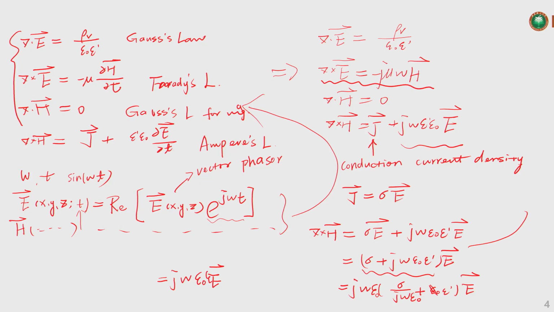So this part is defined as epsilon. So epsilon equals epsilon prime times a plus sigma over j omega epsilon prime, equals epsilon prime minus j, right? This one. So this is the real part, and this is the imaginary part, right? So the dielectric constant, or the complex dielectric constant, can be expressed like this. Dielectric constant.